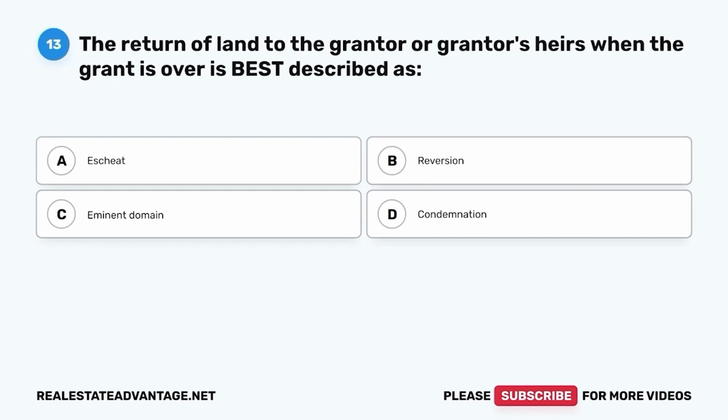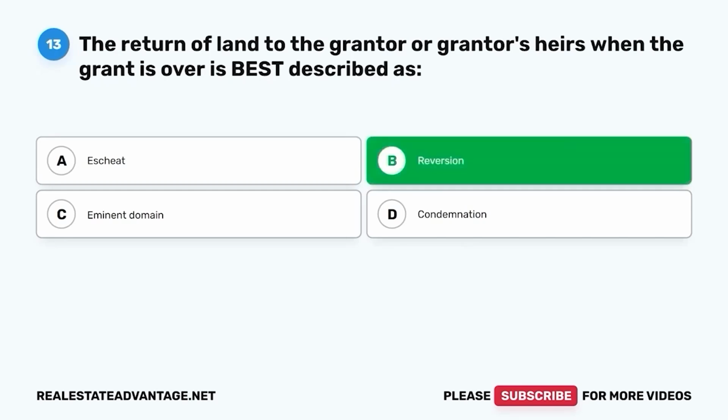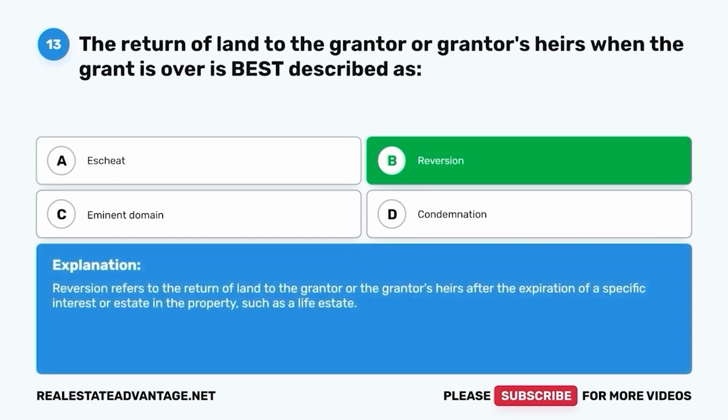Question 13. The return of land to the grantor or grantor's heirs when the grant is over is best described as A. Escheat. B. Reversion. C. Eminent domain. D. Condemnation. The correct answer is B. Reversion. Reversion refers to the return of land to the grantor or the grantor's heirs after the expiration of a specific interest or estate in the property, such as a life estate.